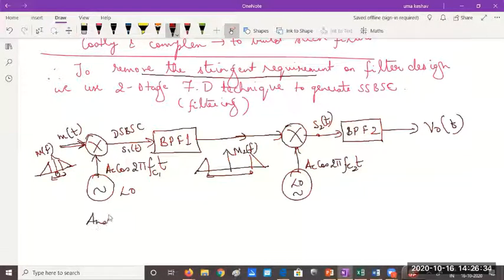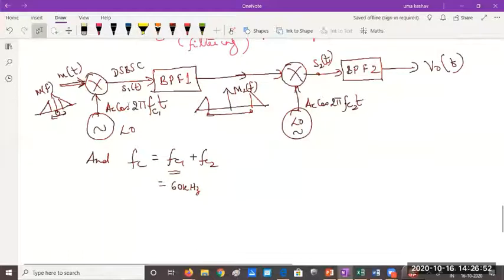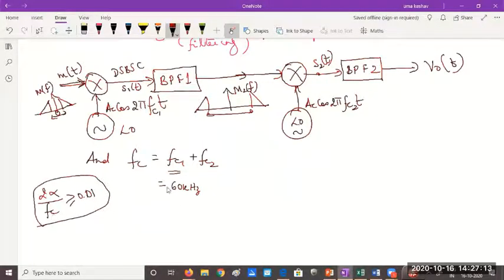And for this, the total FC will be FC1 plus FC2. I'll use this FC1 within the range. Say I'll keep it at 60 kilohertz, for example. Just now we calculated and said if the filter design should be possible, the carrier frequency cannot go beyond 60K, right? Using that condition, 2 alpha by FC should be greater than or equal to 0.01, meaning the value of FC should be less than or equal to 60K.